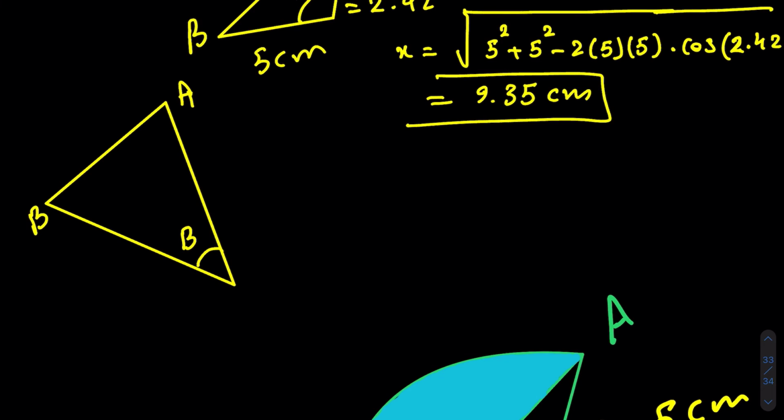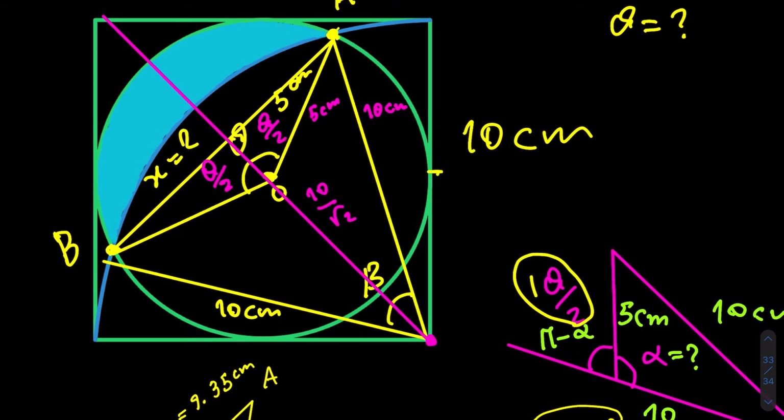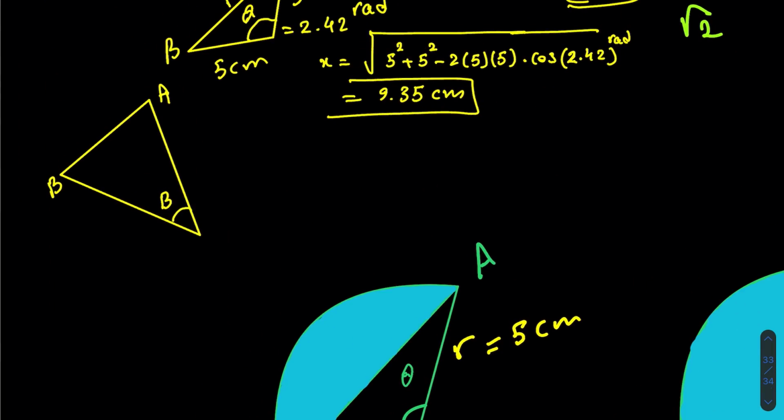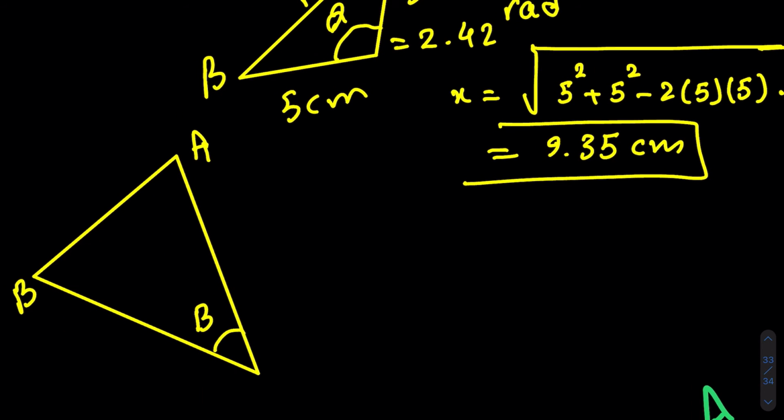Here is the larger triangle in the figure that we drew: A, O, capital letter O, B, the large triangle, okay? This is the larger triangle, and this is the smaller triangle in the smaller circle. Here the sides are 10 centimeters, 10 centimeters, and 9.35 centimeters. Now I can use the law of cosines and easily find the value of this angle. So, right?